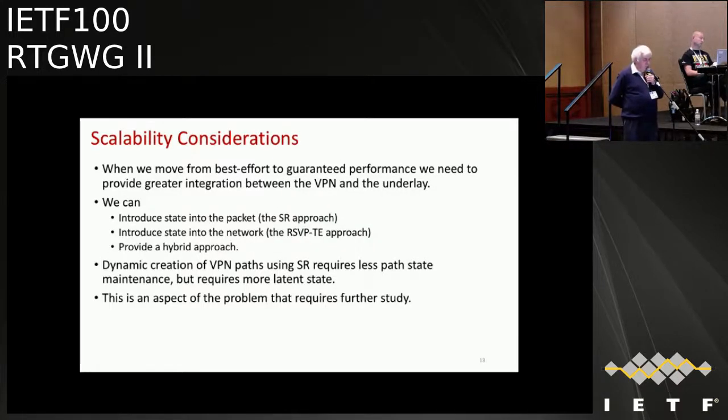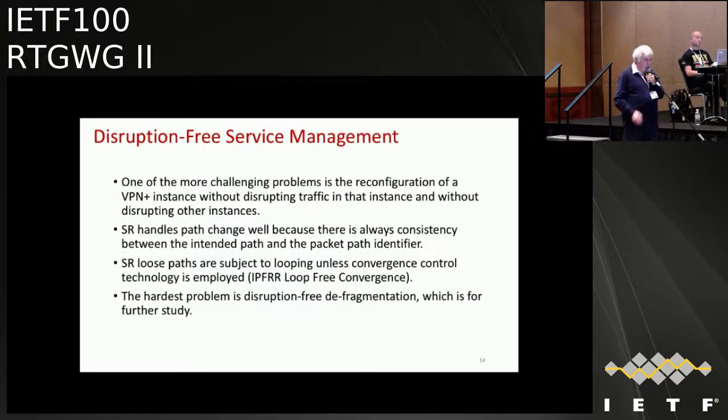Let's get to the two final concerns. First, scalability. When we move from best effort to guaranteed performance, we need to provide greater integration, in our view, with the underlay. So we can either introduce state into the packet, which is the SR or label stacking approach, or we can introduce state into the network, which is the RSVP or MPLS-TP approach, or we can provide some hybrid. I think we're probably going to need a hybrid to get the state under control and yet get the control that we need in the design.